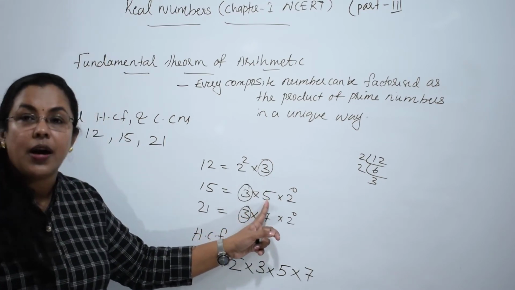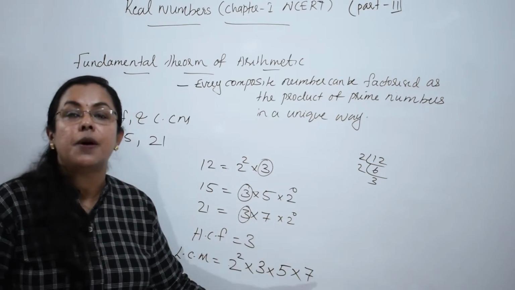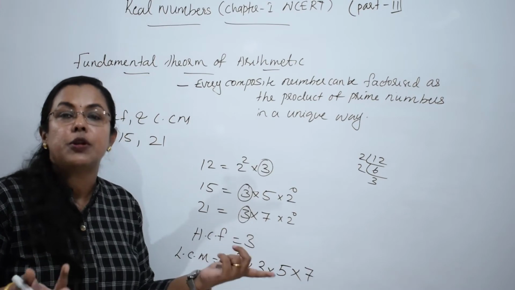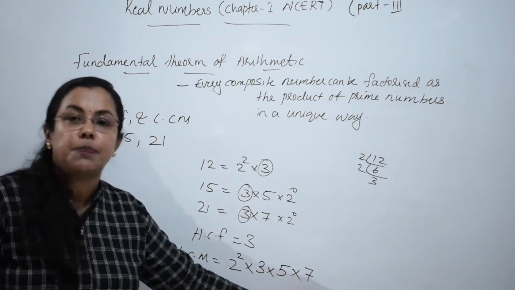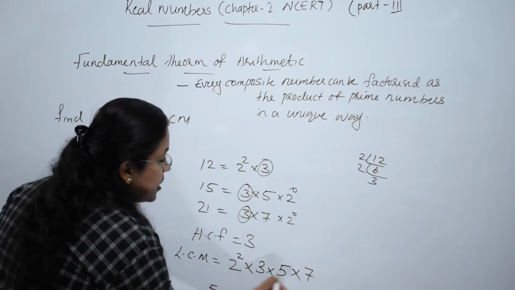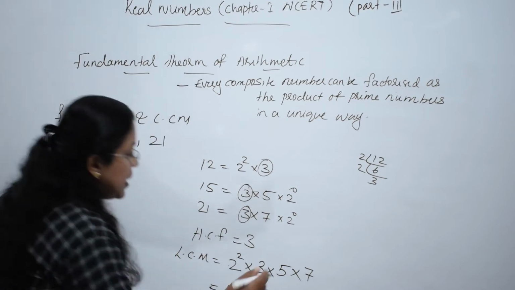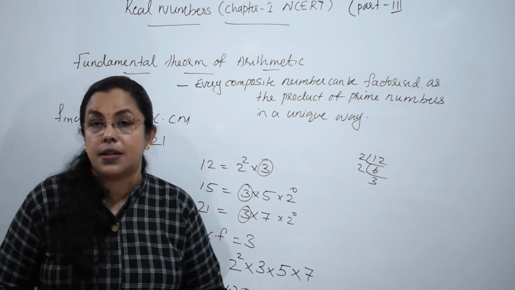Highest power of 5 is 5 to the power 1, or 5 itself. And highest power of 7 is 7. There is only one 7 here, 7 to the power 1. So its greatest power is 7 itself. Now multiply all: 5 2s are 10, 3 2s are 6, 6 7s are 42, so 420 is their LCM.